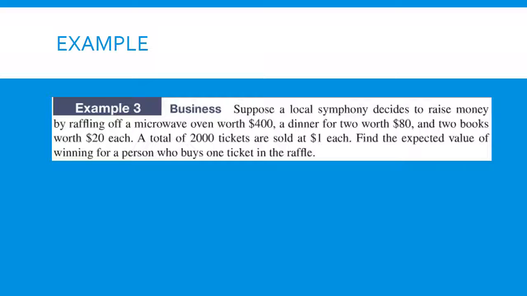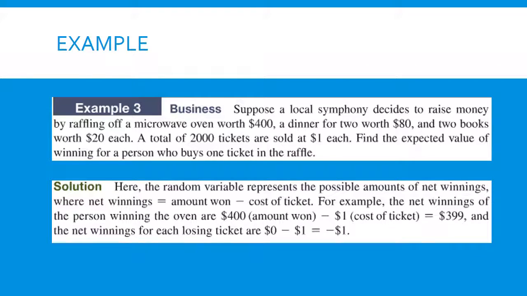All right, with that information, see if you can set up a chart like we did before, and then do the multiplication and find the expected value for winning for a person who buys 1 ticket. Pause the recording, give this a try, and resume to check your answer. Okay, this is what we just said about how you have to actually find the net winning.